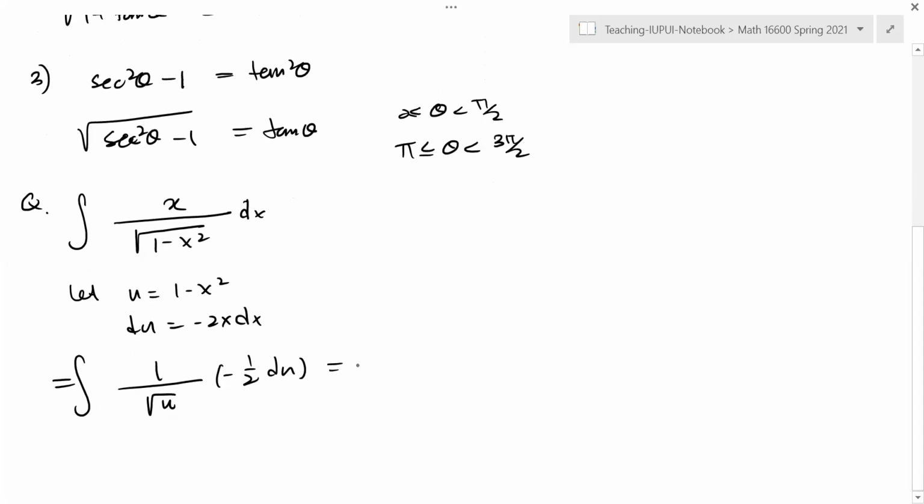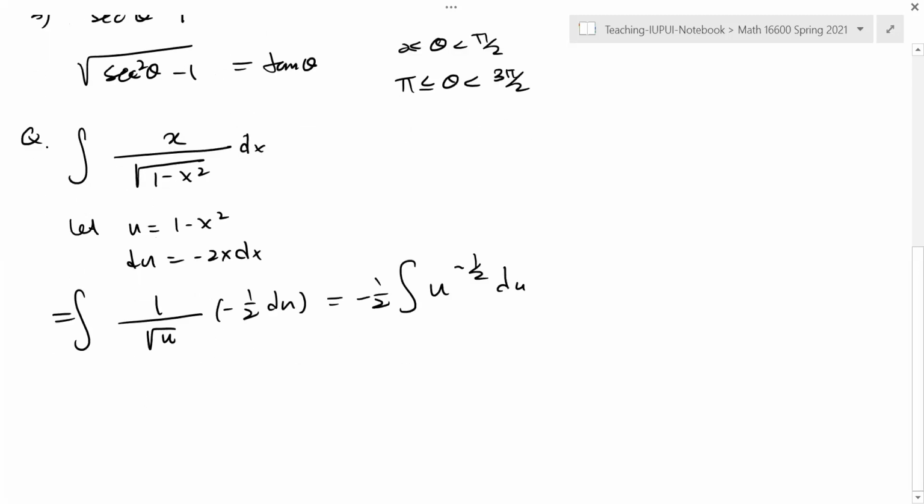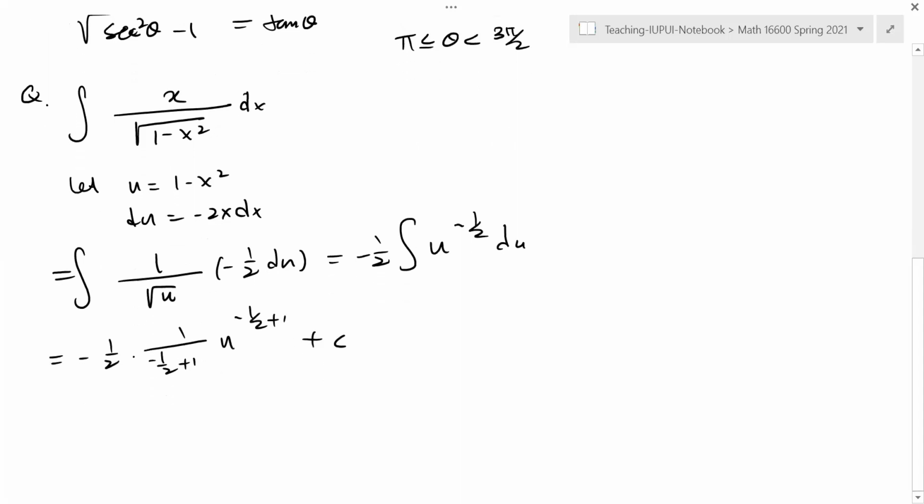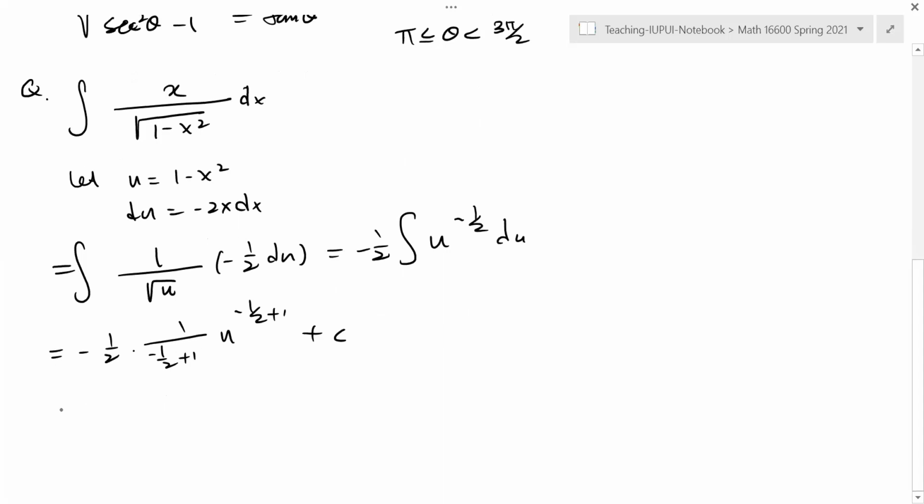So the integral becomes the square root of u, and x times dx is negative 1/2 du. So this is a power function now. Then you find the antiderivative of that. You will get negative 1/2, and that's u to the negative 1/2 plus 1 over negative 1/2 plus 1, and plus constant. I think I'm going to get negative u to the 1/2 plus constant.